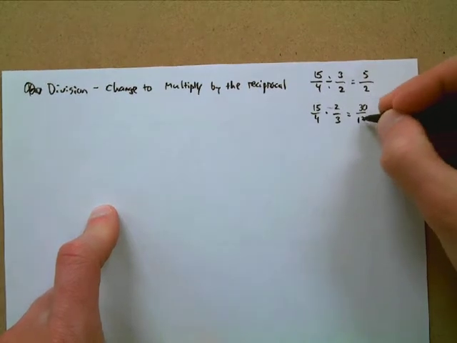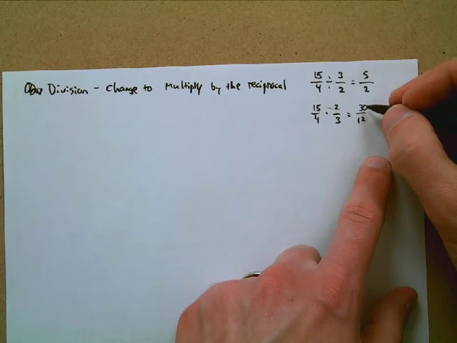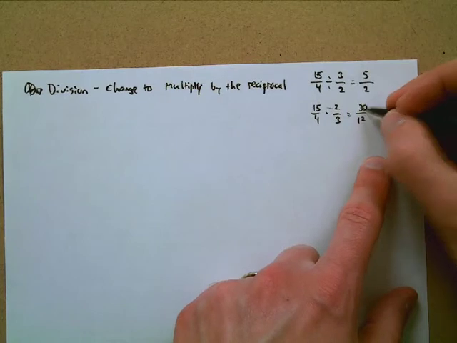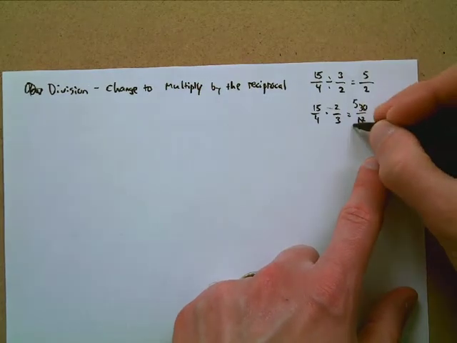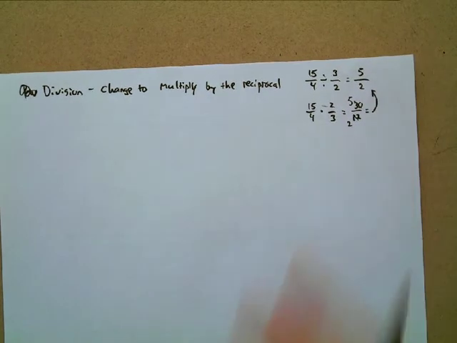But 30 over 12, let's see, we can divide both of those by 6. 30 divided by 6 is 5, 12 divided by 6 is 2, and there's your 5 halves that we had earlier. So you can divide fractions just like we multiply. Divide across the top, divide across the bottom. It's just that it's rare that the numbers work out nicely. So we generally don't. We just change it to multiplication.